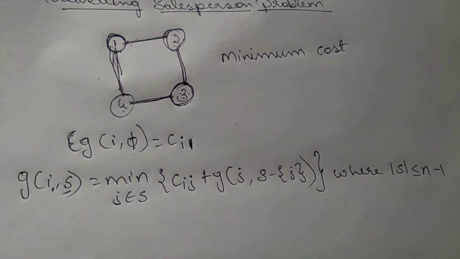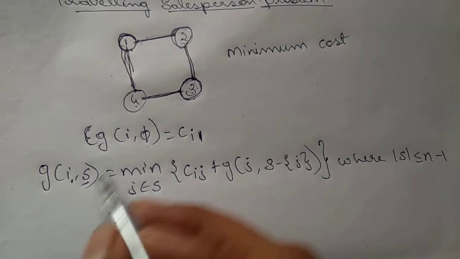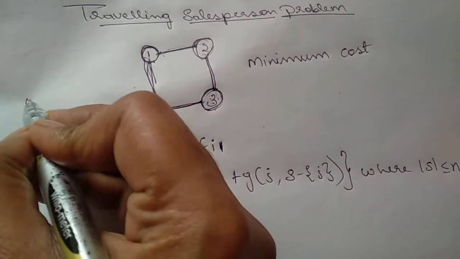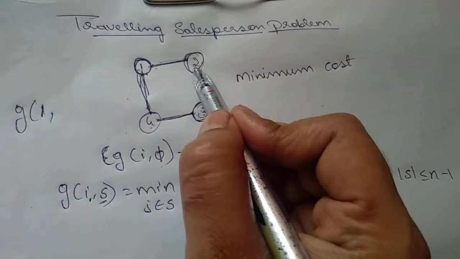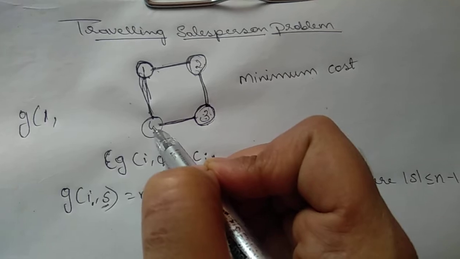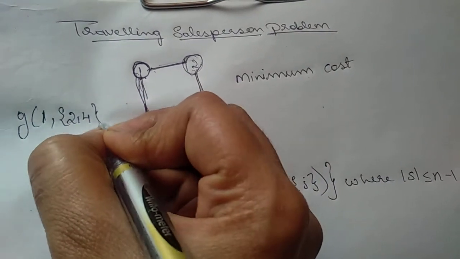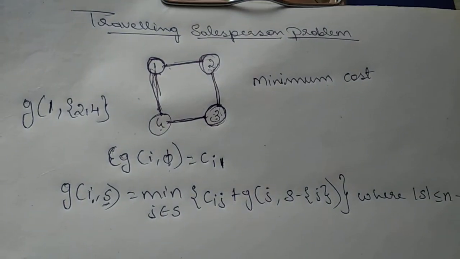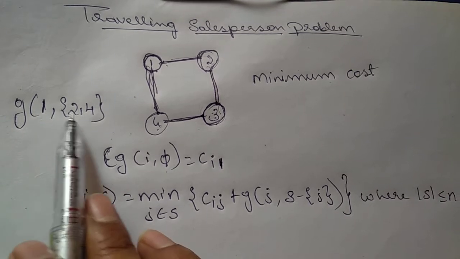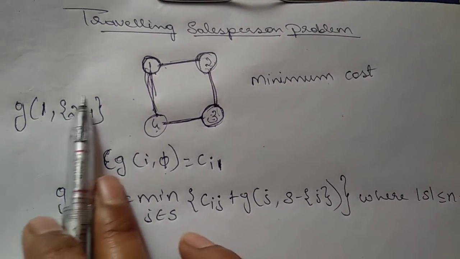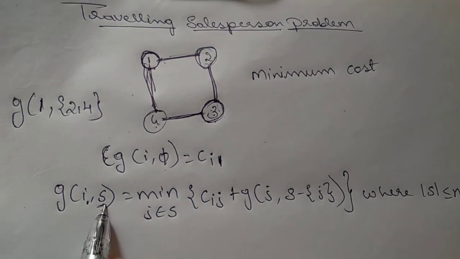What is this S? For example, if I start with 1, g of 1 comma, it can either go to 2 or to 4. So here I can take {2, 4}. S is the set of vertices where this particular vertex can go, the set of next vertices where the source can go.